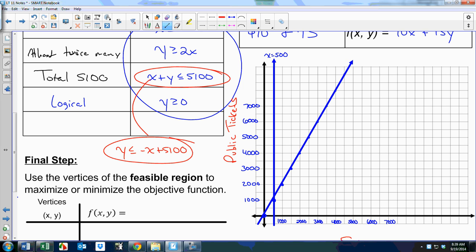Got it? I'm going to label it again. This is the y equals 2x line. And last one, well, there's 2 more, sorry. Starts at 5,100. I'm going to do the best I can with 5,100. I'm going to go to the 5,000 mark and go up just a little bit.